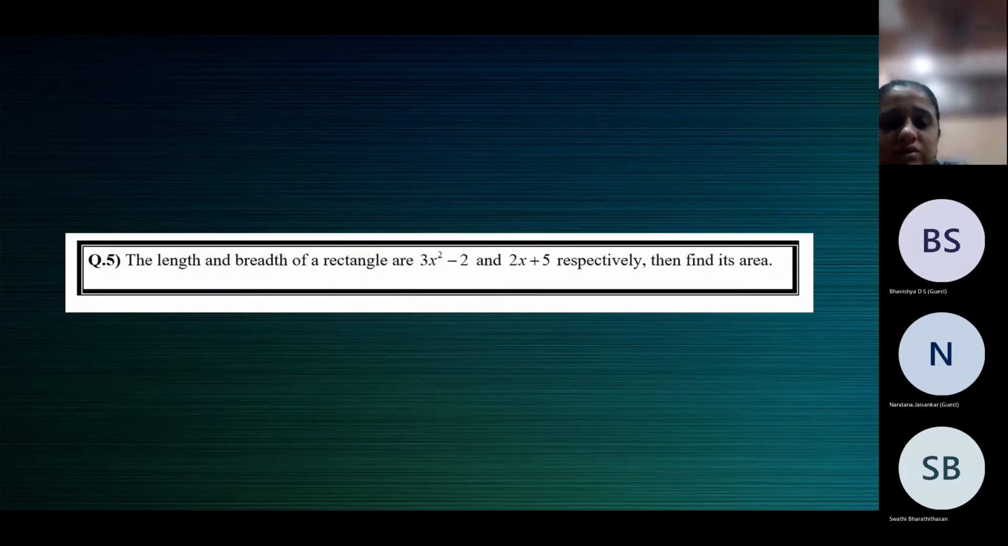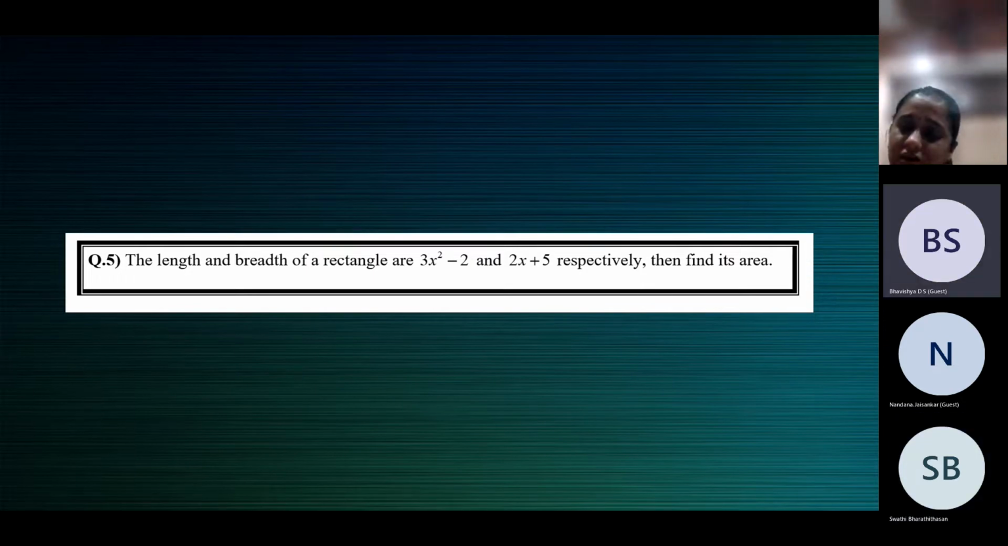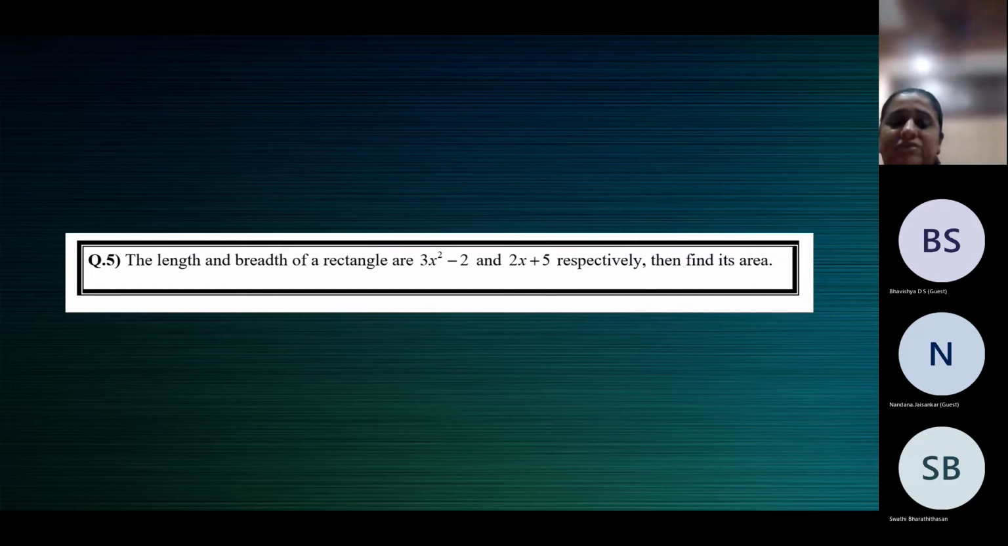Yes, children, work this one. Length and breadth is given. Find the area. How do you find the area of a rectangle? L into B, ma'am. Yeah, so L into B. Multiply and tell me the area.